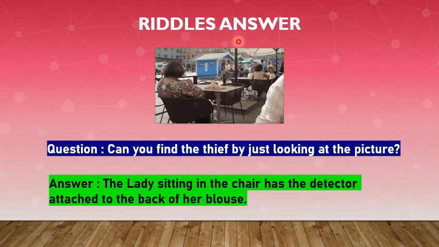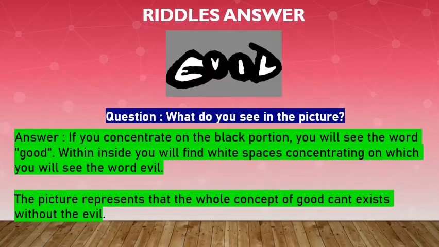Back to the riddles. This is the first riddle I asked you. Can you find the thief by just looking at the picture? The answer here is that the lady sitting in the chair has the detector attached to the back of her blouse. Wonder how she escaped from the mall.